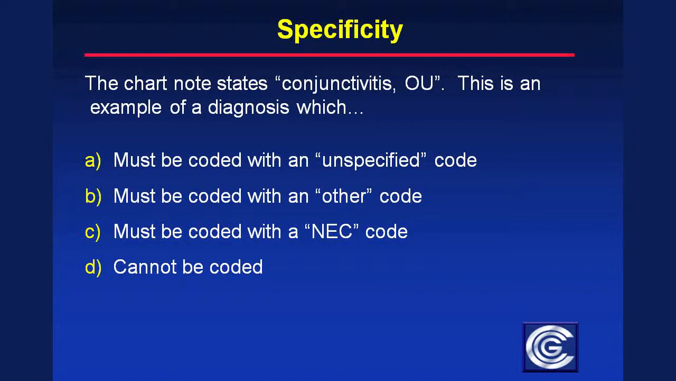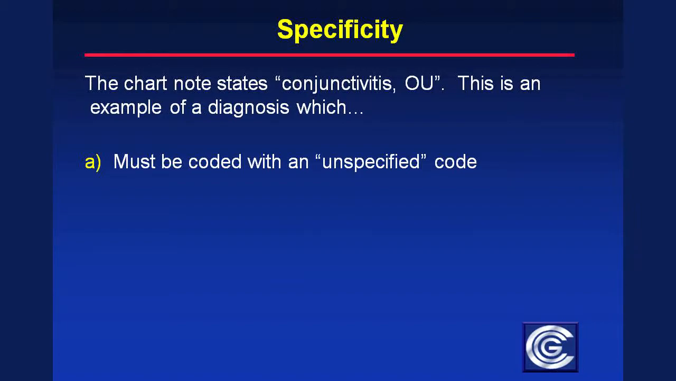The chart note states conjunctivitis OU. This is an example of a diagnosis which A, must be coded with an unspecified code, B, must be coded with an other code, C, must be coded with a NEC code, D, cannot be coded. The correct answer is A, must be coded with an unspecified code.